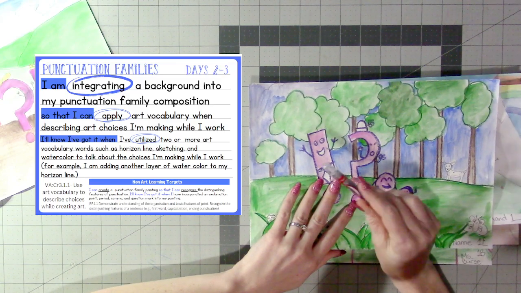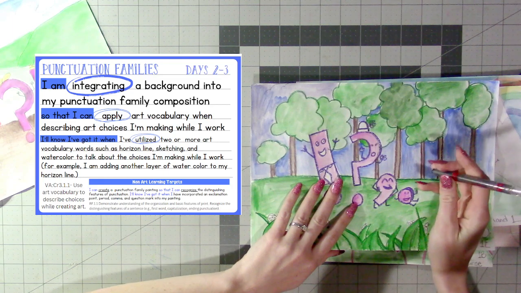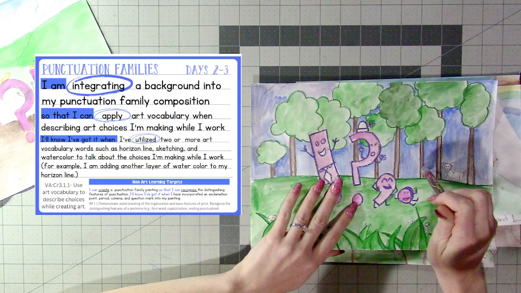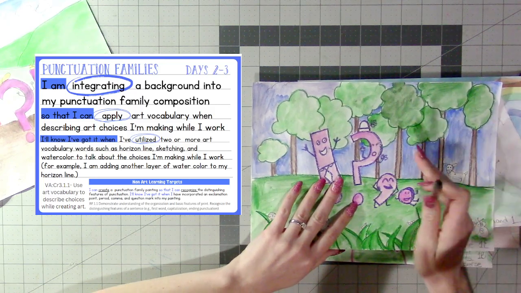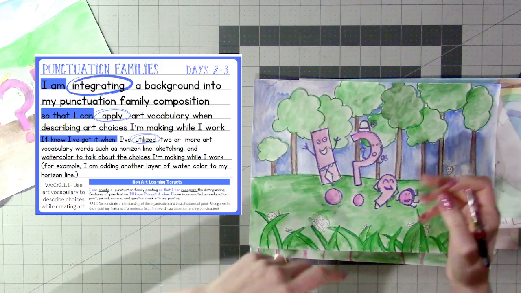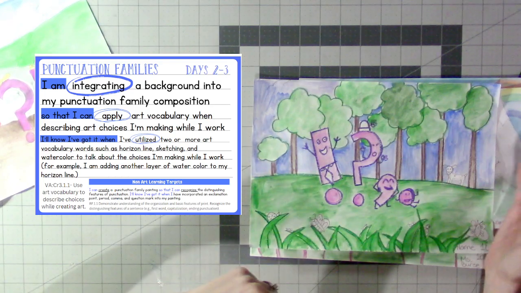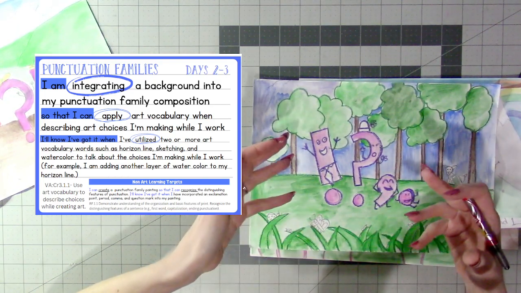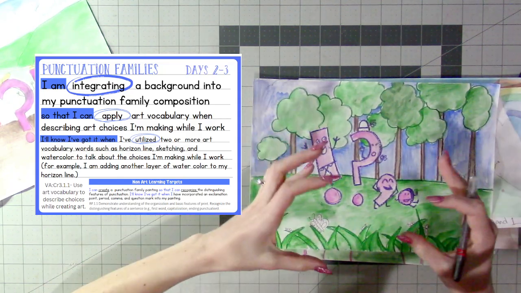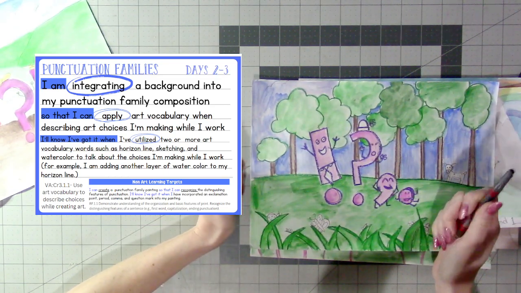Our objectives are right over here. I am integrating. What do we think integrating might mean? I'm integrating a background into my punctuation family composition. Integrating just means putting things together. So if you're baking cookies, you're going to incorporate or integrate the sugar and the oil and the flour and the egg and all the things. So if we're integrating a background, that means we're adding a background to our picture into your punctuation family composition.